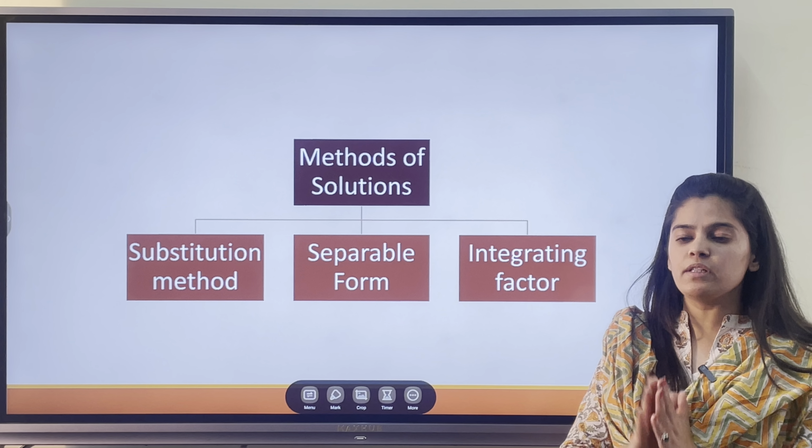Next comes the non-homogeneous differential equation. Non-homogeneous differential equations are those in which the degrees of the variables are not the same, whereas in a homogeneous function, we have the same degree for each and every variable in the equation.